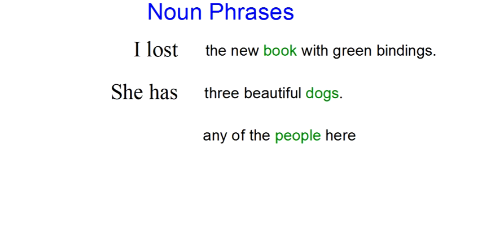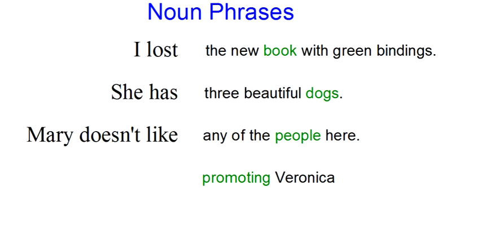Here is an example with a quantifier and an adverb, all of these words modifying the word people. Let's make it a complete sentence again. And one special note here is that gerunds, verbs that take an ing form, are nouns, actually. When they are in phrases like this, they are nouns. Promoting Veronica is an idea, it's a thing, so it's a noun phrase. And we'll just make that a complete sentence as well.